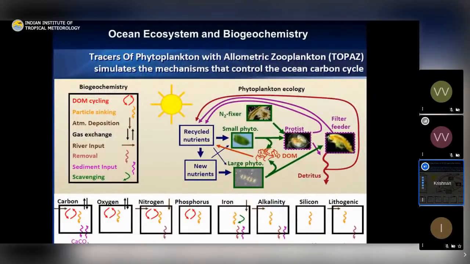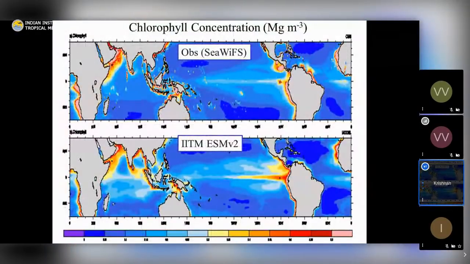This is again based on the GFDL model known as TOPAZ, which introduces these different tracers in the nutrients and in the organisms. They are introduced as 25 different tracers in the ocean model. And those processes are being represented. And so we also compared the simulation. Now we have information about the chlorophyll of the ocean algae. You can see from the satellites, this is from the SeaWiFS observation. And the bottom panel is from the IITM ESM simulation.